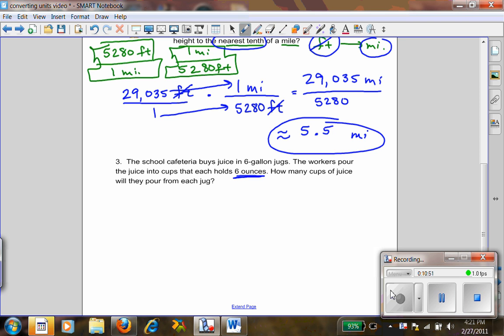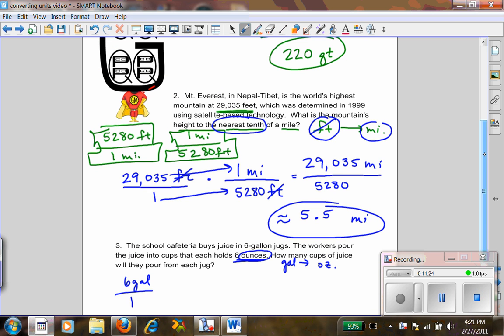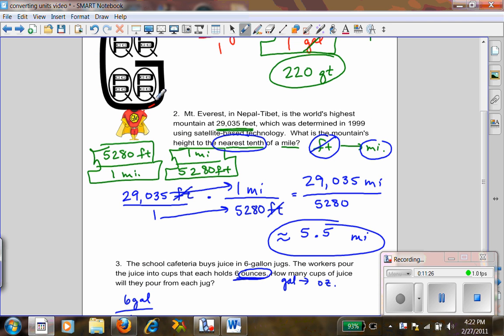So first, let's write down what we know. We know we have 6 gallons, a 6-gallon jug. What I want to get that to is ounces. If I knew how many ounces there are in 6 gallons, then I can figure out how many 6-ounce cups there will be. So what I want to do is change from gallons to ounces. Well, I'll be honest, I don't know how many ounces are in a gallon, but what I do know is I can use my gallon man up here.